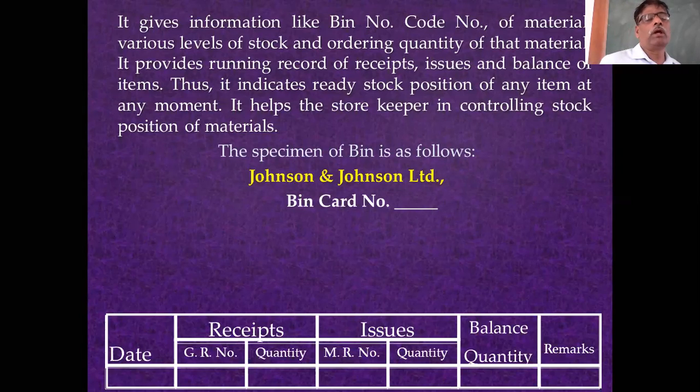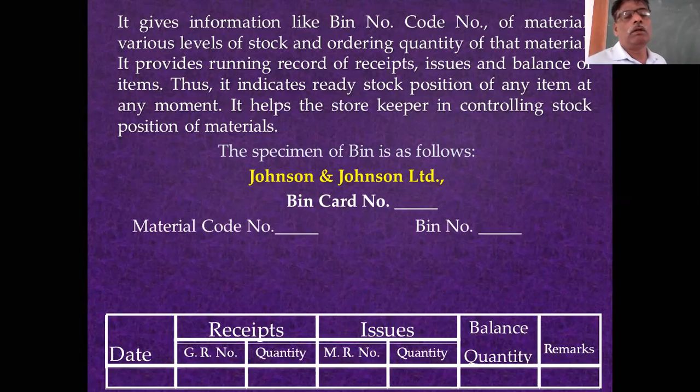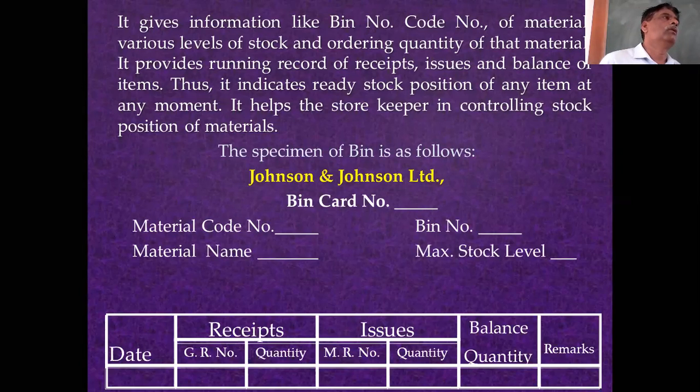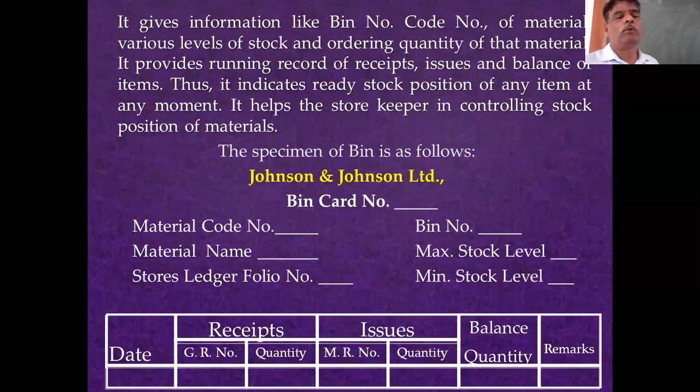Then you write in the heading the material code number. What is the code of the material? Write the code number of the material, then the bin number. Always the bin number and bin card number are the same. Then next you write the name of the material, then the store ledger folio number, then the minimum stock level of that material, the maximum stock level of that material, because you have to place orders and you have to take care of that material. Then the reorder level. These are the informations you have to write in the heading of the bin card.